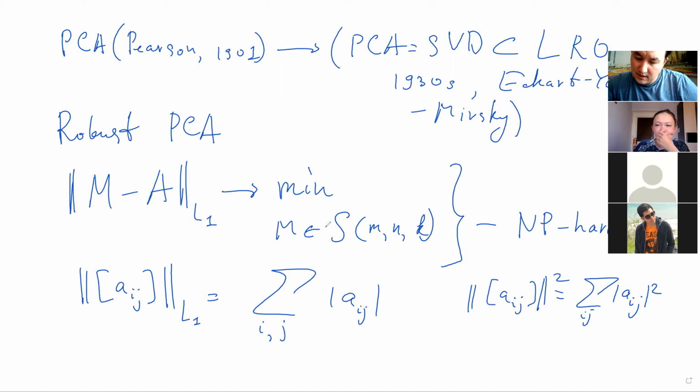By the way, robust PCA is a story of the 80s and 90s. The person who introduced this is Emmanuel Candes, a famous modern statistician.